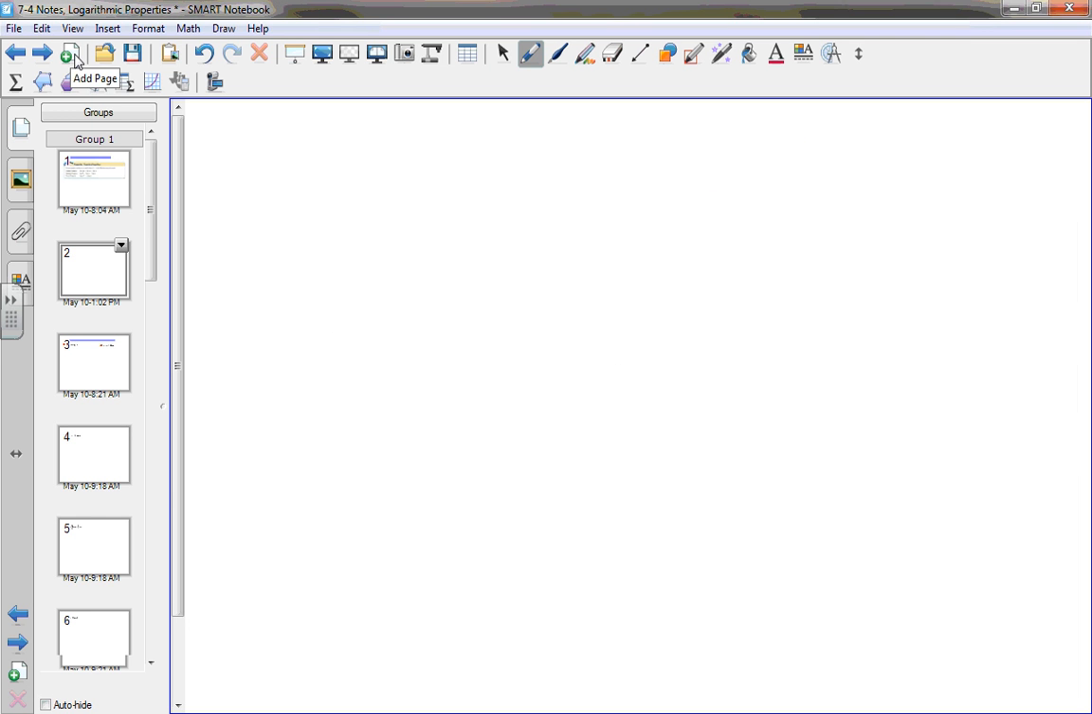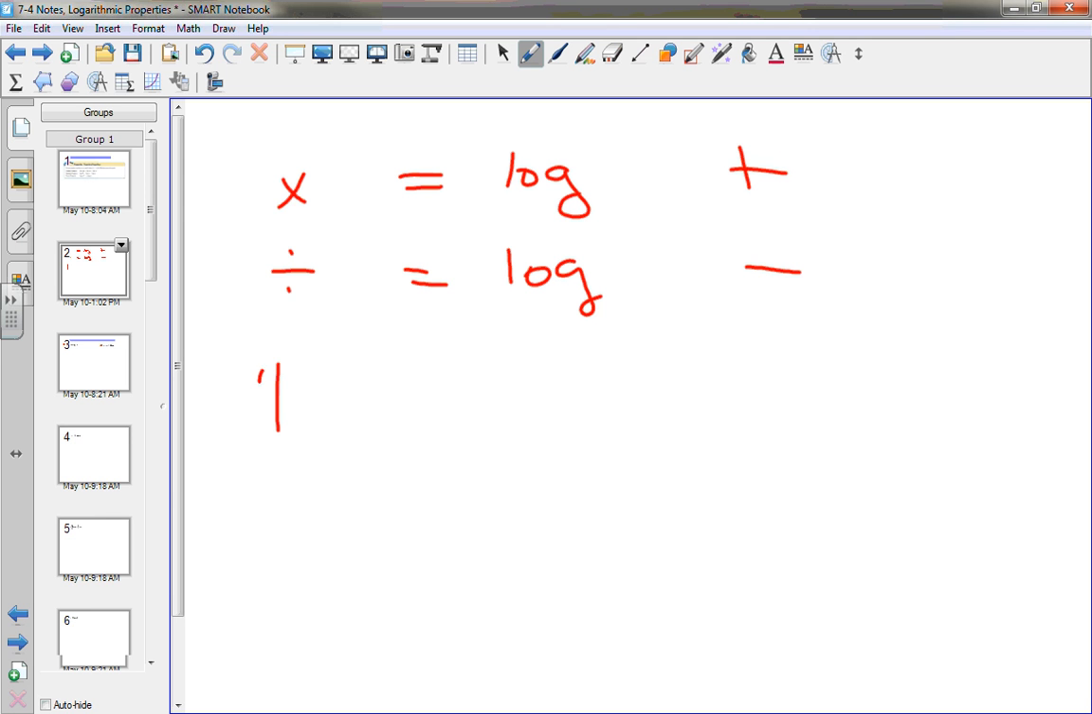So again, if I have multiplication, what am I doing in log world? Adding. If I have division, what am I doing in log world? Subtracting. If I have an exponent or a power in log world, where does that go? In front by multiplication. Do we understand that? Those are the 3 rules that you have to use and apply the entire time. Okay?